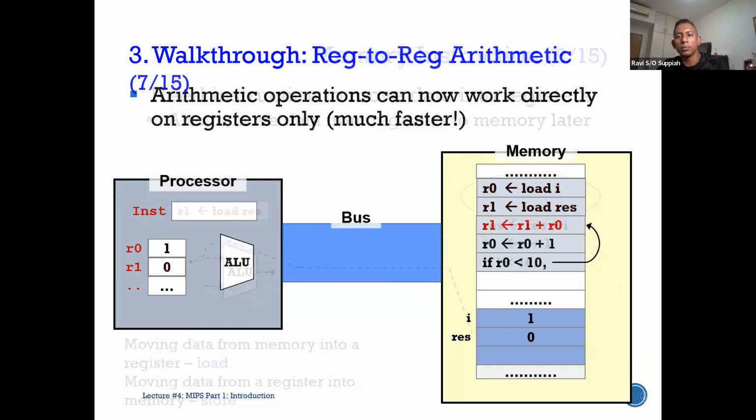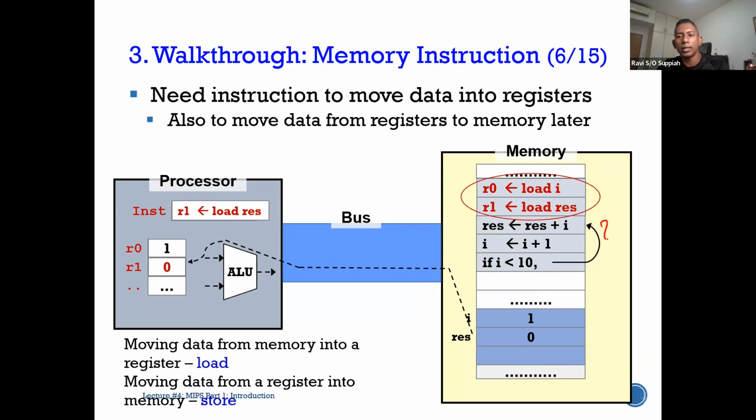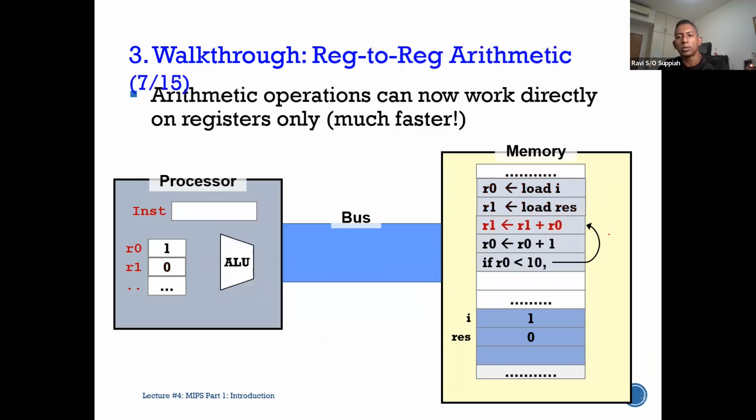If you notice between these two slides, it is still the use of result and I. But once I have loaded I and result into R0 and R1, subsequently I only need to use R0 and R1 in that loop. So with this change, I am now able to very efficiently use the internal registers instead of relying on the memory access so much.